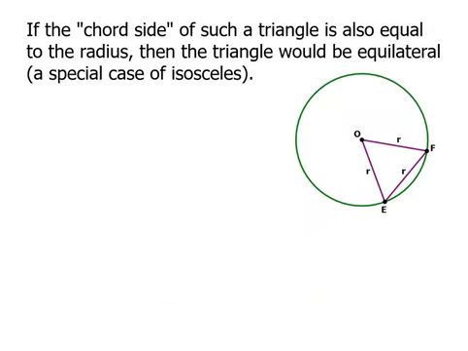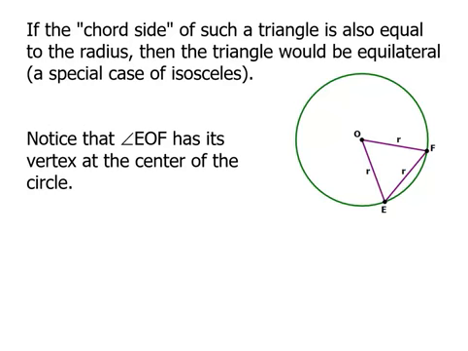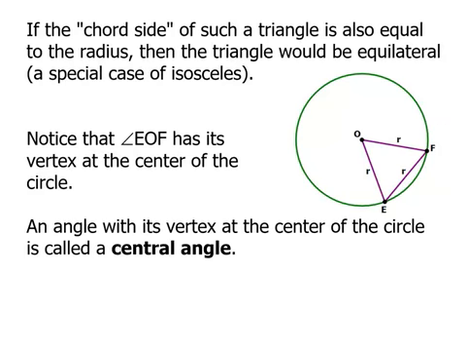If the chord side of such a triangle is also equal to the radius, then the triangle would be equilateral. So in other words, if we have a chord EF that has the length equal to a radius, then when we draw that triangle, all three sides are radii. So we get an equilateral triangle. All the angles are 60 degrees. And notice that that angle, EOF, is at the center of the circle. Its vertex, its point, is at the center of the circle. An angle with its vertex at the center of the circle is called a central angle.